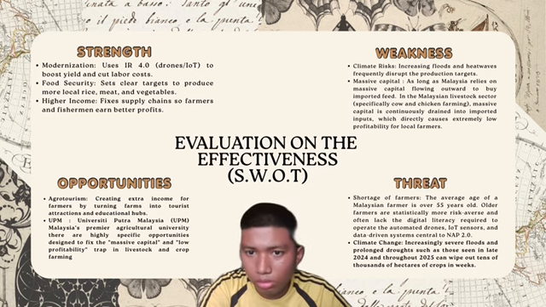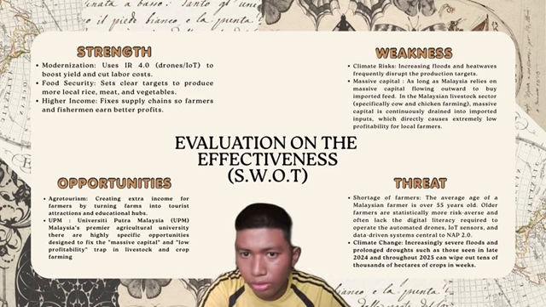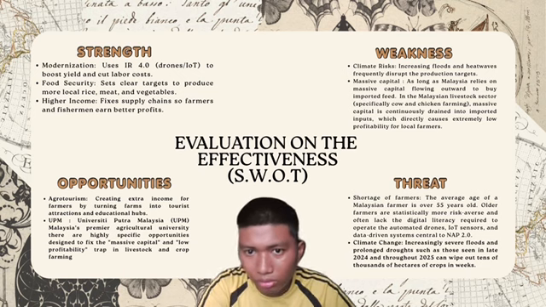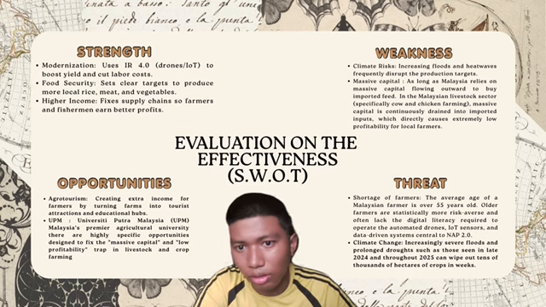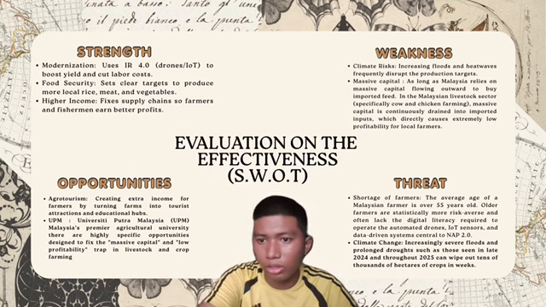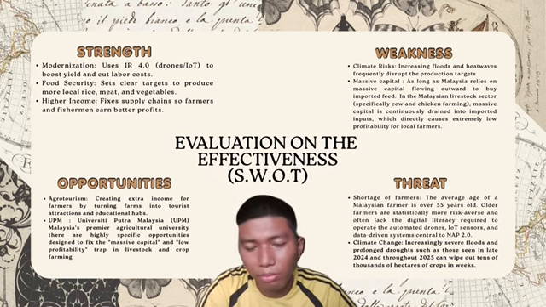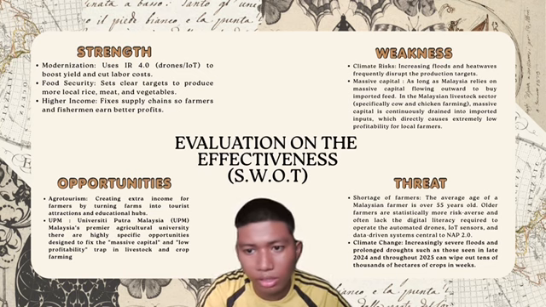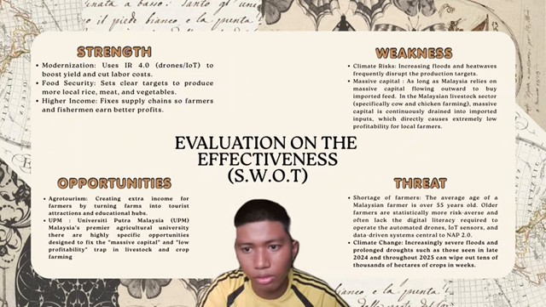So next we're going to look through weakness. There are two weaknesses. Firstly is climate risk. So climate risk means increasing floods and heat waves frequently disrupt the production targets, such as unpredictable climate shift, like sudden flash floods, droughts, and rising temperatures. It directly damages crop yields and livestock.